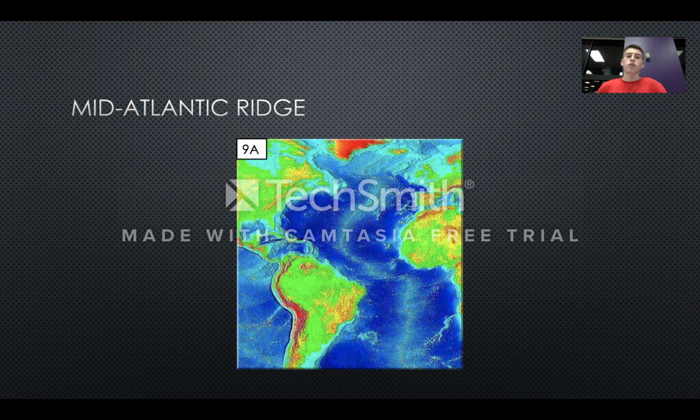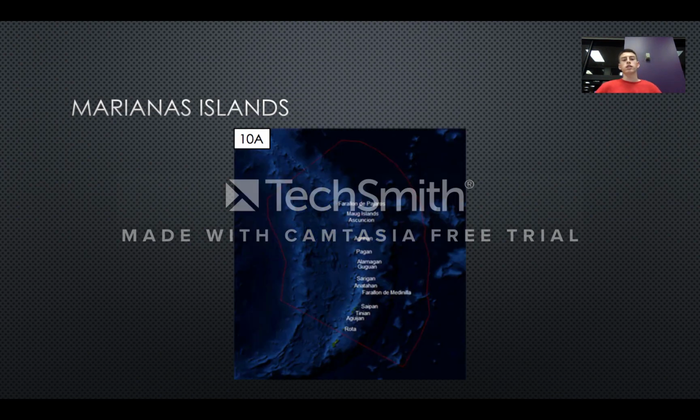This is the Mid-Atlantic Ridge. It's an example of a mid-ocean ridge and is the result of a divergent boundary between both the Eurasian and North American plates and the African and South American plates. These are the Marianas Islands. They're an example of an island arc. They're formed when the Pacific Plate was subducted under the Mariana Plate.